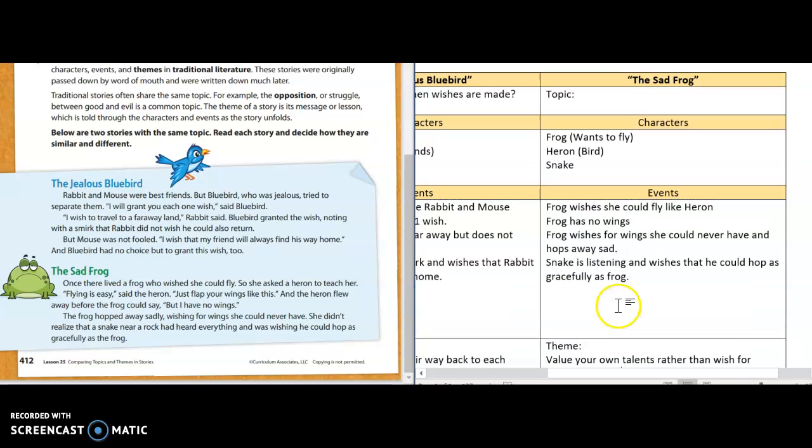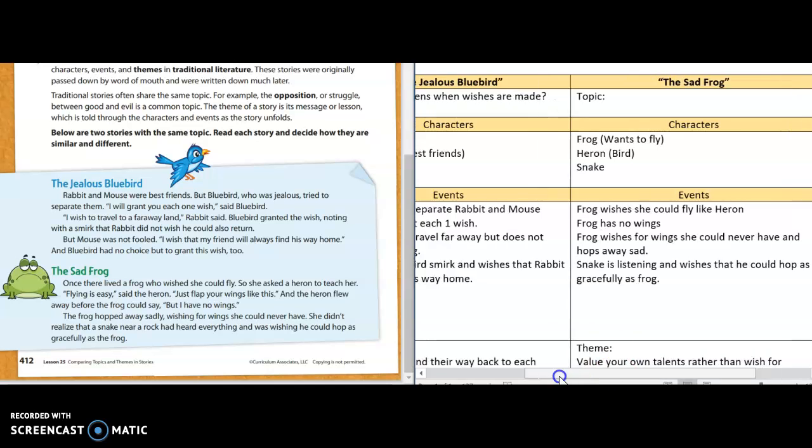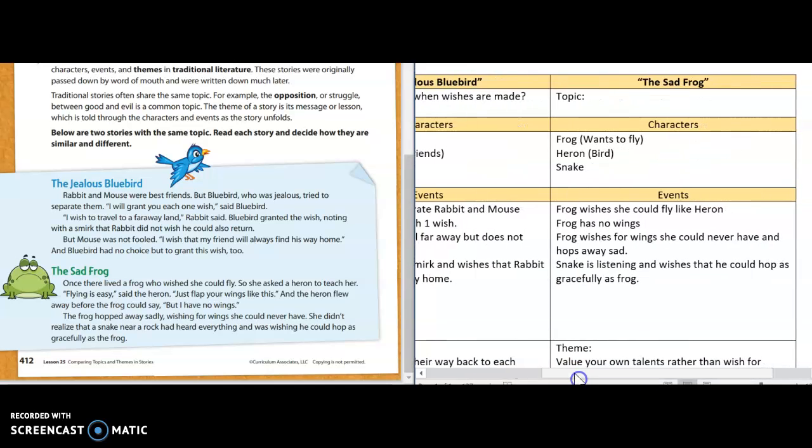So now let's think about the topic, because we said that we wanted to find out what they had in common. Well, this short story also had a lot to do with making a wish, right? And wanting something. So I think that they share that idea about what can happen when wishes are made. So in these two stories, really what we're sharing is not necessarily a theme, but rather a topic.